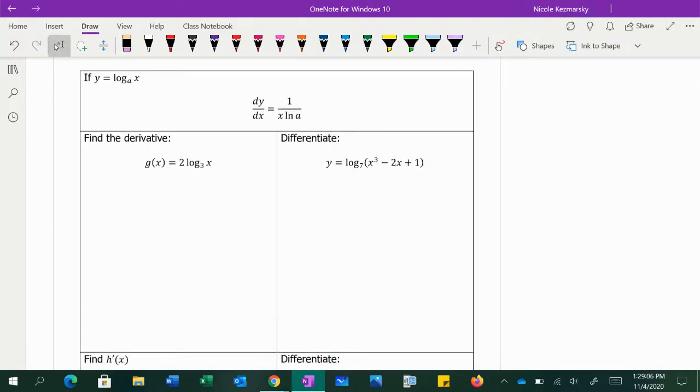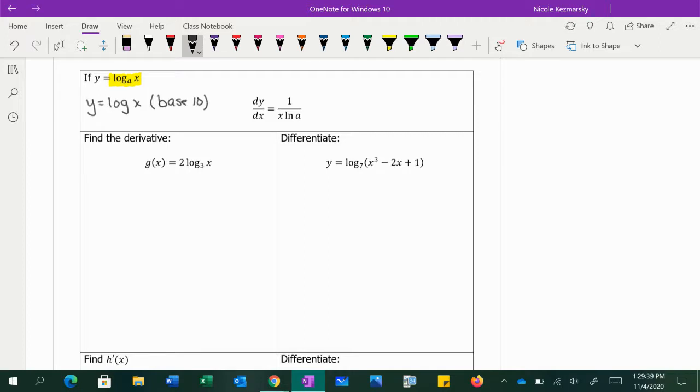On the next page, we're going to be dealing with, instead of natural log, logs with a base other than e. So the natural log is a base of e. Any other log base is going to be log base a. And you may see it with a base. You may see log base 3, log base 2, log base whatever. You may see y equals just log of x. And if you see that, it's really base 10.